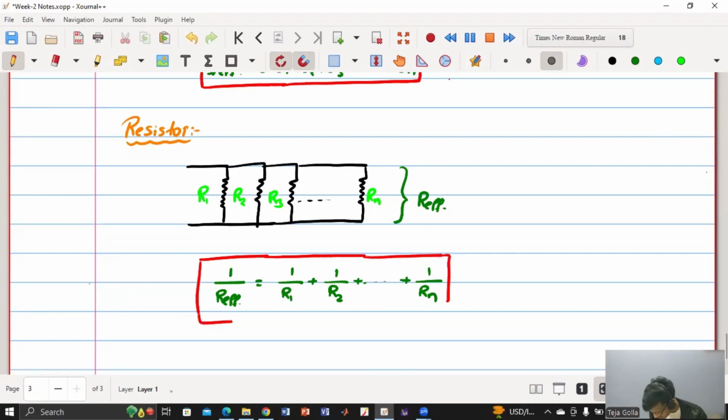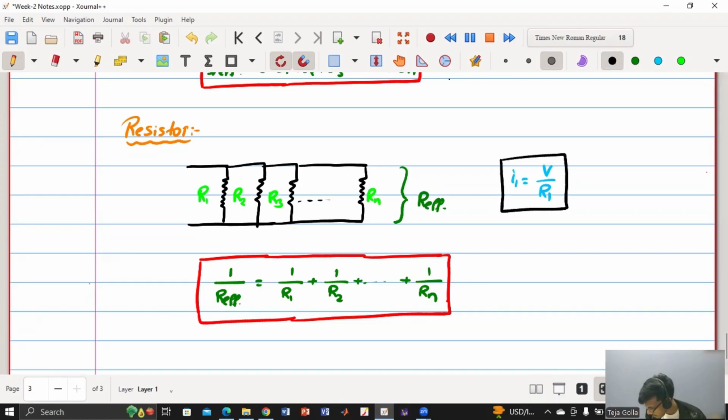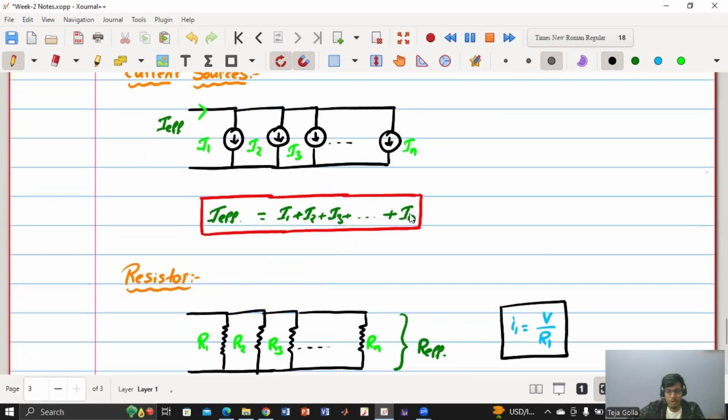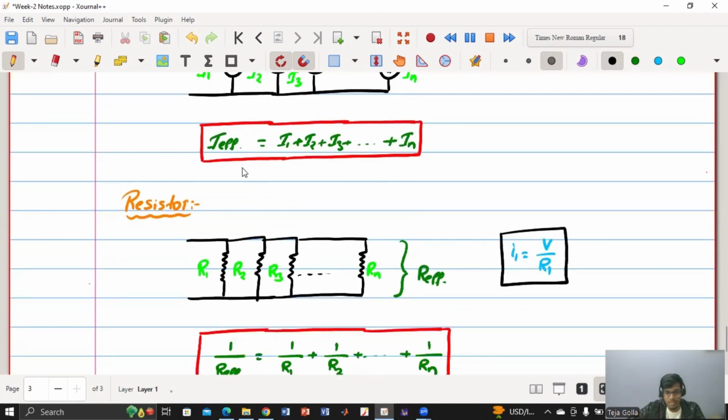And how to get this? We know that the current and voltage relation is I1 equals V by R1, because the voltage across the elements is the same. So I1 is nothing but V by R1. We also know that the current through all of this will be I1 plus I2 plus I3 up to IN, which is I effective. The voltage will remain same as I told, and currents will be I1, I2, I3 up to IN, and this will be I effective.